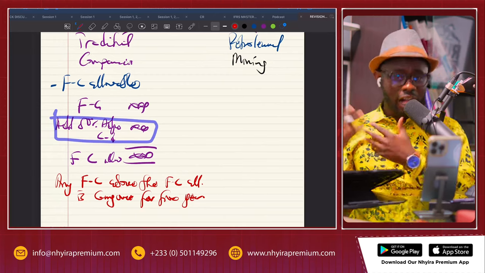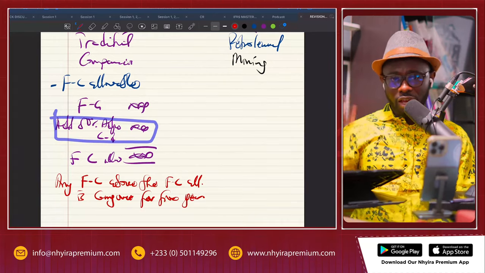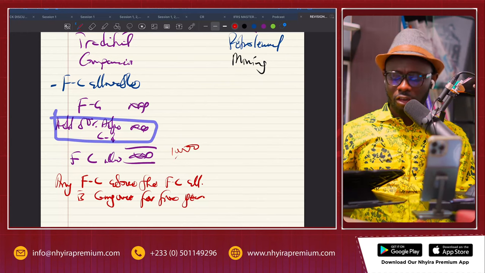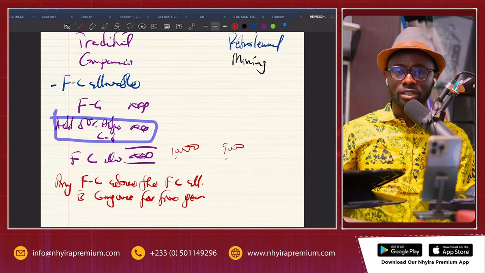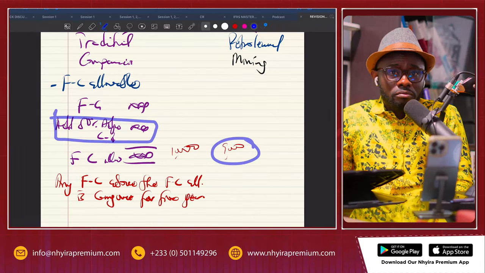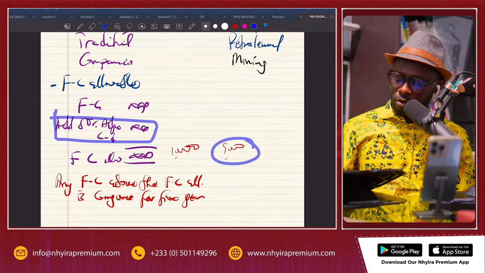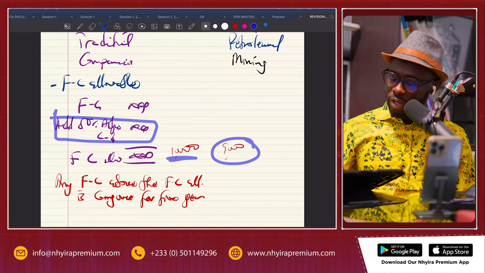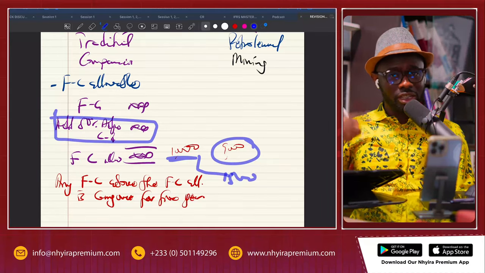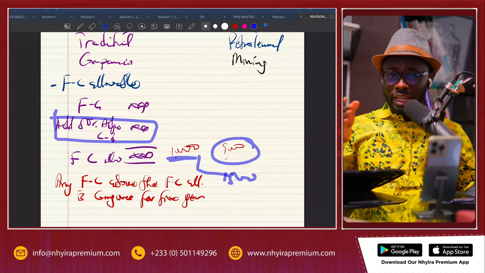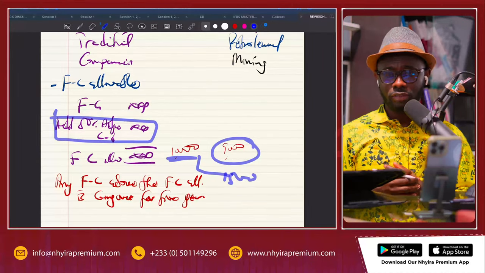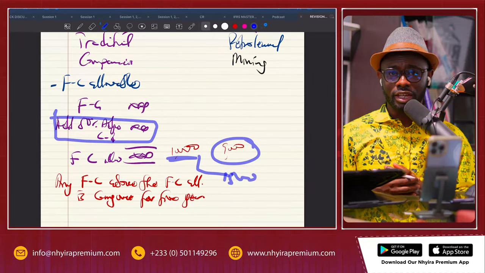So if we do our calculation and we realize that the financial cost allowable is 10,000, but we incurred a financial cost of 9,000, that means all the financial cost is allowable. So no problem. But if allowable is 10,000, but we incurred 15,000, then the extra 5,000 would have to be disallowed. And like we said, anything that is disallowed, we add it back to the profit of the entity, and then we work it out.